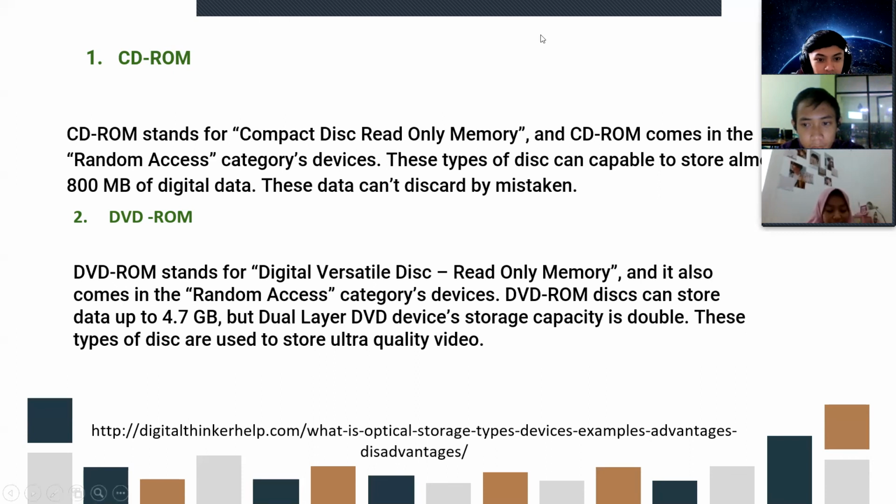Second, DVD-ROM. DVD-ROM stands for Digital Versatile Disk read-only memory, and it also comes in the random access category of devices. A DVD-ROM can store data up to 7 GB, but a dual-layer DVD's storage capacity is double. This type of disk is used to store ultra-quality video.